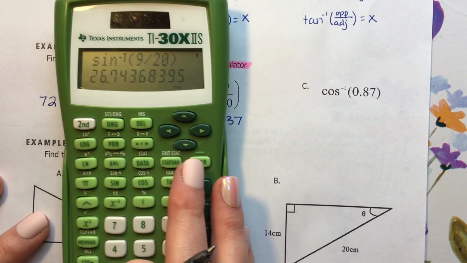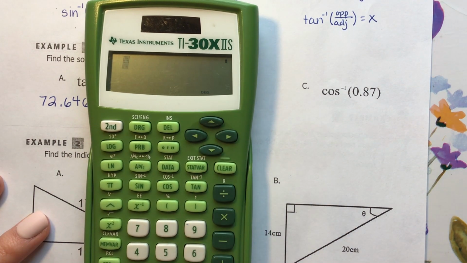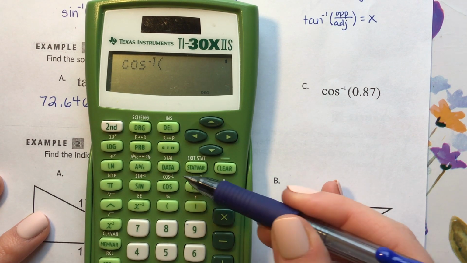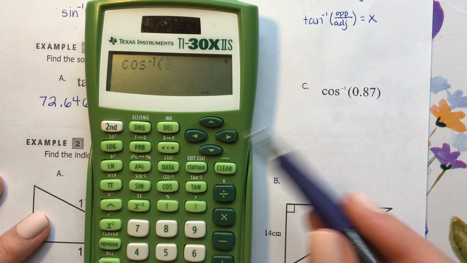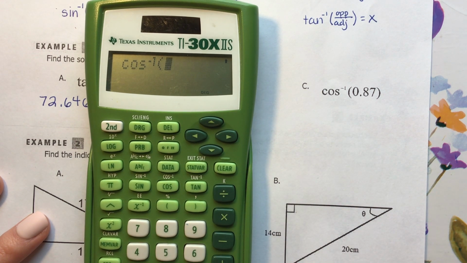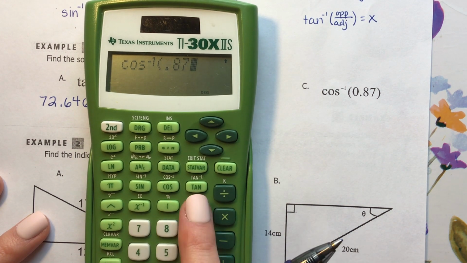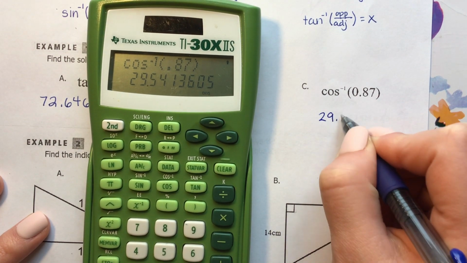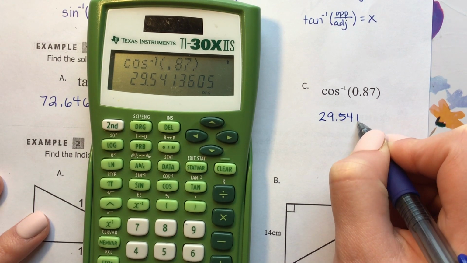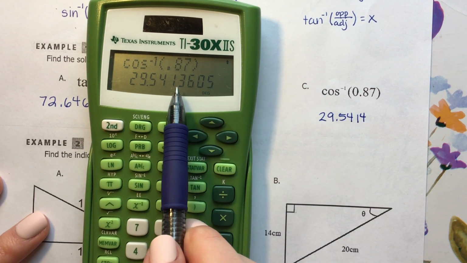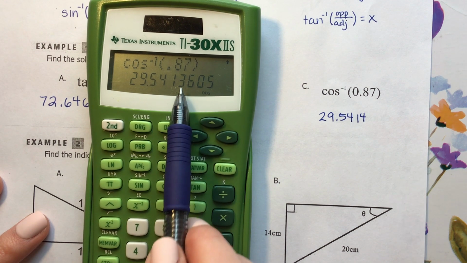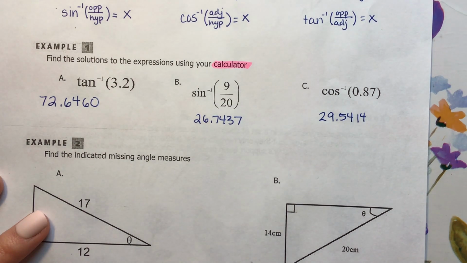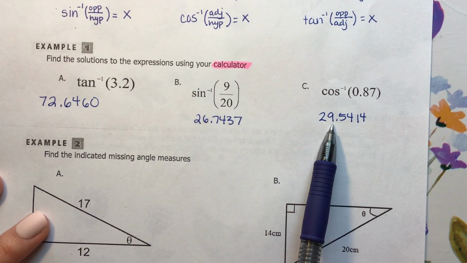Finally, let's find the inverse cosine of 0.87. So I hit the second key, and then I hit the cosine key, because notice written right above the cosine key has that function that I'm looking for. And then I'm going to put 0.87 in there. And I'm getting 29.5414. It's 4 because the number behind it is a 6, so I round that 3 up to a 4. Okay, so this is just entering it into your calculator.